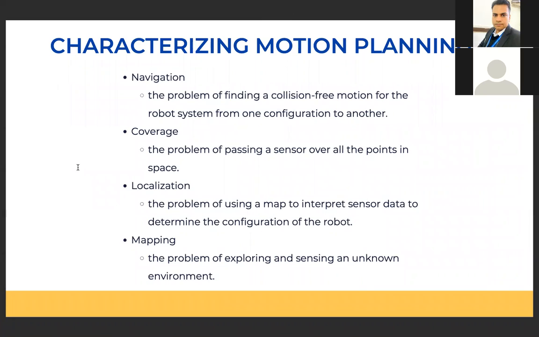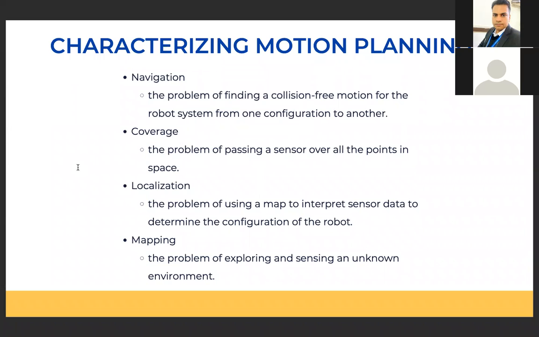First is the navigation, which is the problem of finding a collision-free motion for the robot system from one configuration to the other, right? Second is the coverage part, like how you have an environment. The task is to cover each and every point in the environment, in the space. That is the coverage problem. Like you have the vacuum cleaner, which needs to cover the entire area, or you have the security guard. They need to monitor the entire region that they are assigned to.